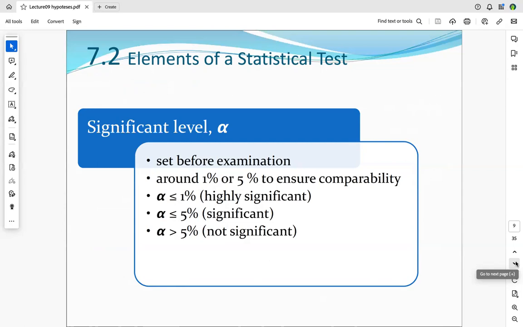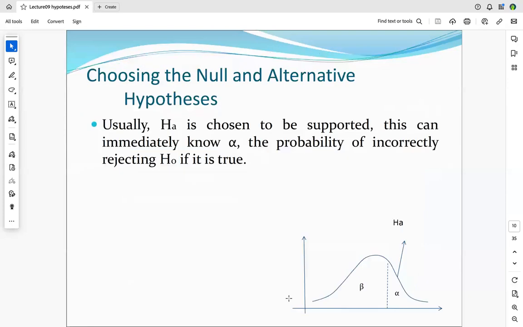And if you have a significance level less than 1%, it is highly significant, meaning that the rejection on the population is only 1%. Less than 5% is considered significant, and more than 5% is not significant. Therefore, our significance level is between around 1 to 5%.